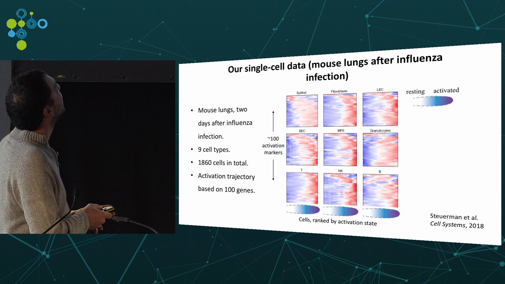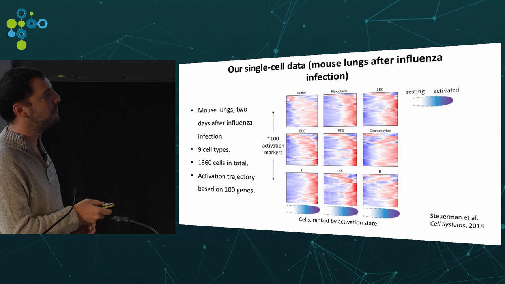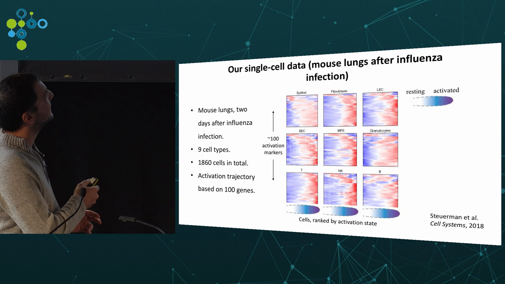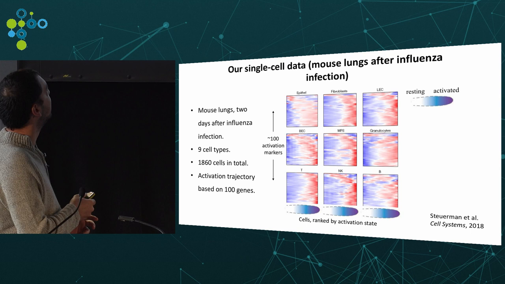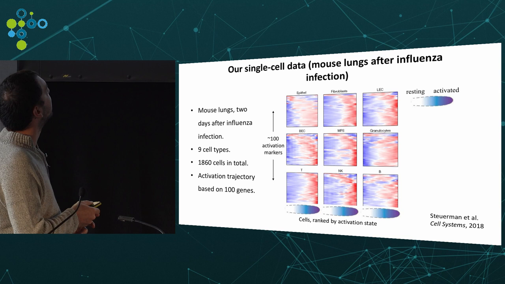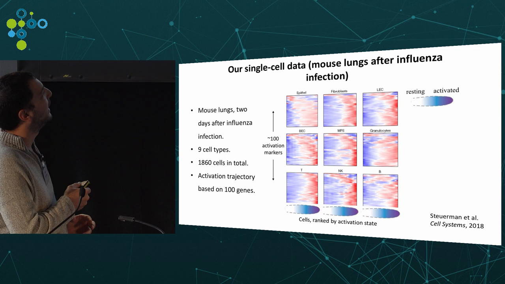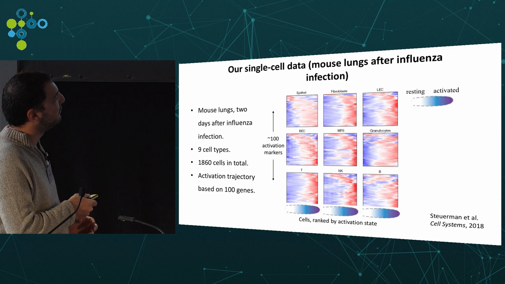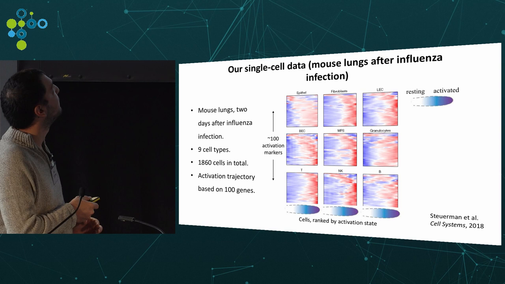And for testing our algorithm, we used single cell data that was originally also created in our lab by Steuermann et al. 2018. In this data, we had single cells, nine cell types in mice data. I'm sorry for the small numbers here, but this is what we had. The important thing is that Steuermann found 100 activation markers that can define if cells are less activated or highly activated after influenza infection, and we will use it later.